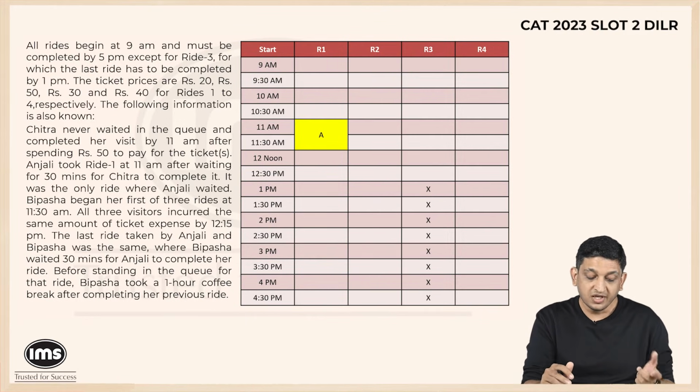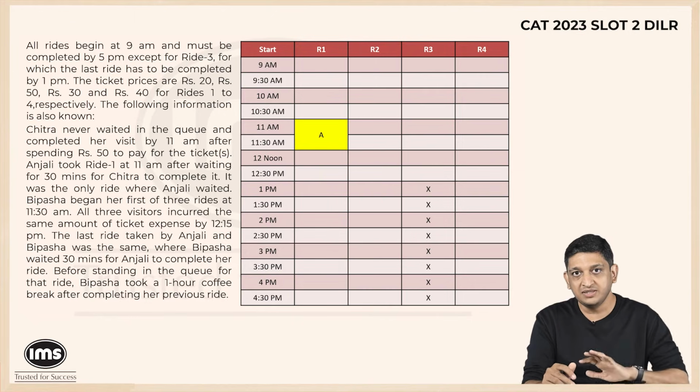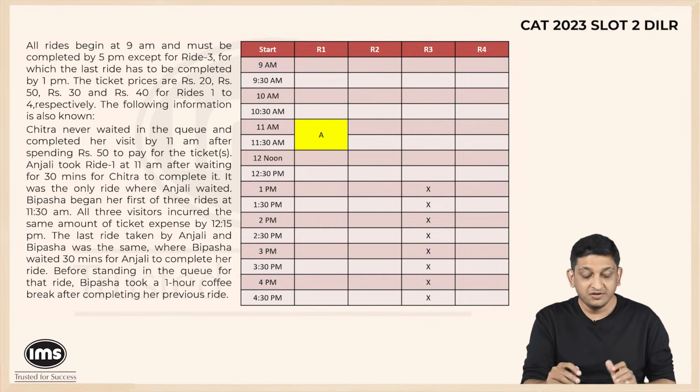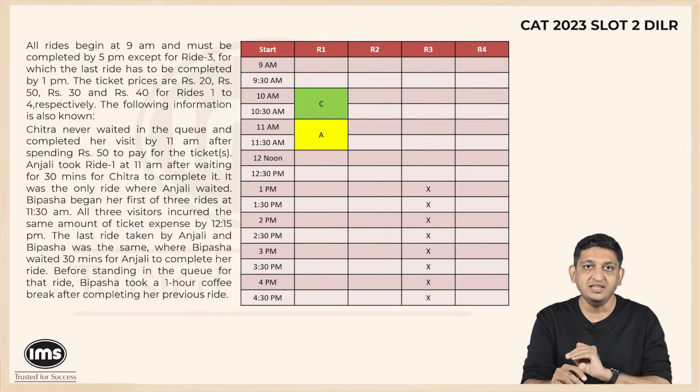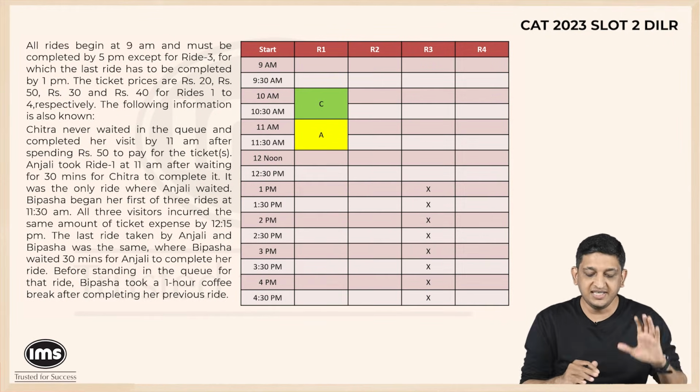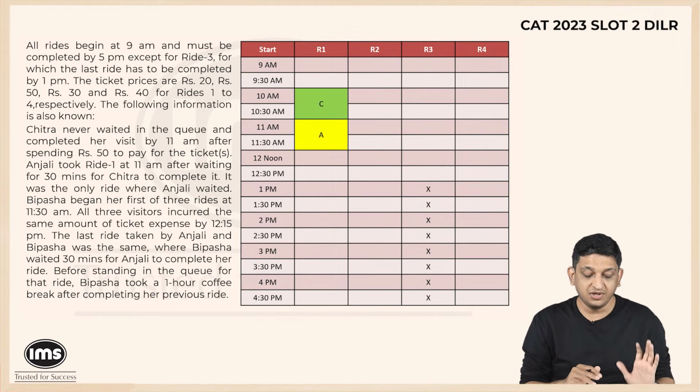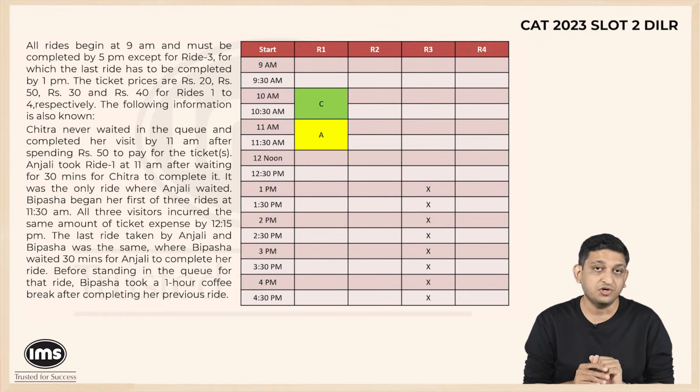What else do we know? We know that Anjali took ride 1 after waiting for 30 minutes for Chitra to complete it. Chitra would have completed it at 11 a.m., which means that Chitra would have entered this particular ride 1 at 10 a.m. So I know for sure that Chitra has entered ride 1 at 10 a.m. So now we can see that Chitra has occupied ride 1, 10 to 11, and 11 to 12 noon will be occupied by Anjali. So that's what we know here.